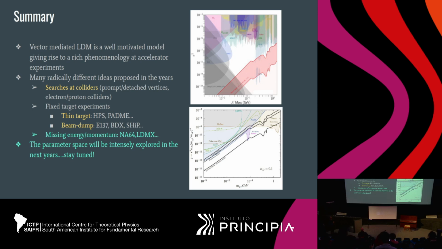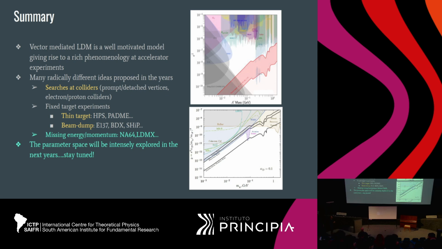And we saw searches at colliders that, for example, in a visible scenario, come from the top of the parameter space, but also have some possibility to perform some displaced vertex searches. The same for thin target, and we also saw beam dumps, which have this shape due to the fact that they are limited not by the coupling itself in terms of number of particles produced, but by the fact that the particle decays inside the beam dump itself and cannot be measured. So this is for the visible.